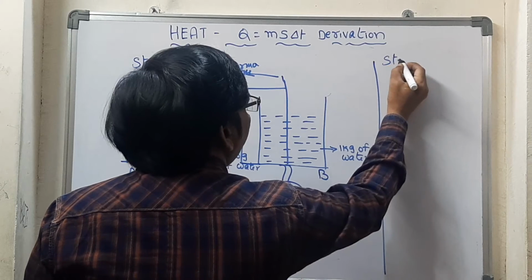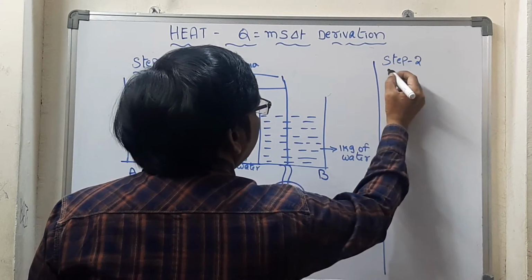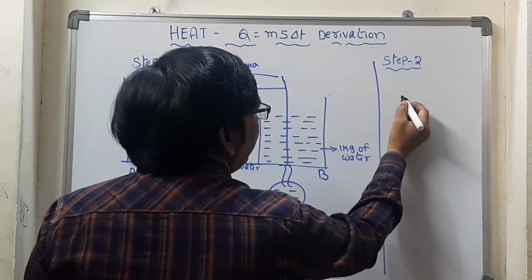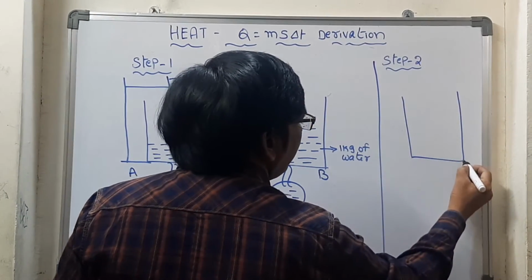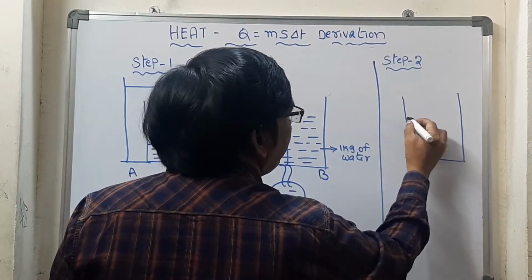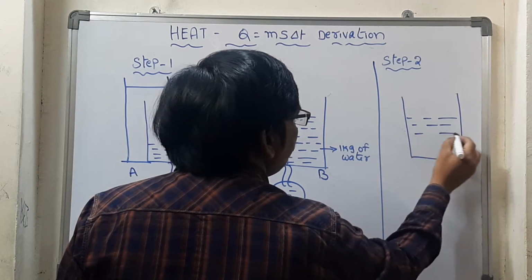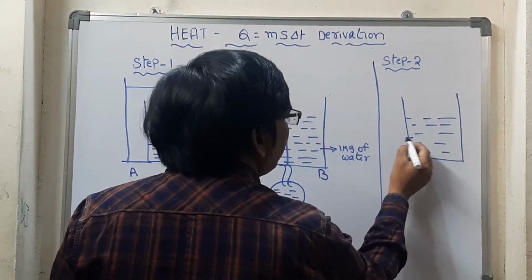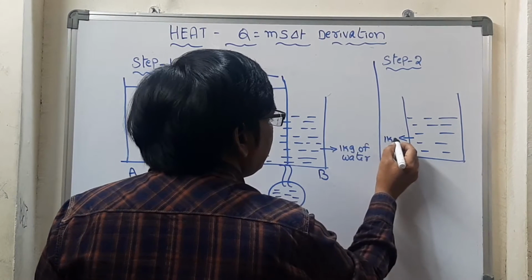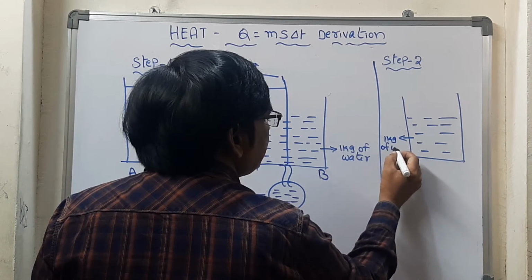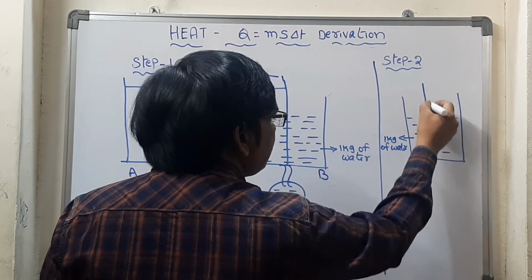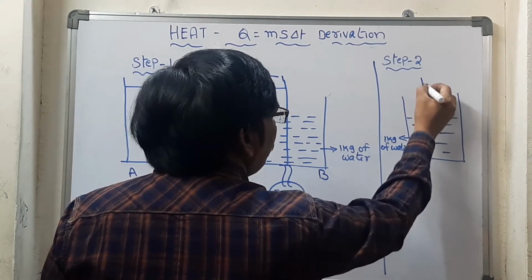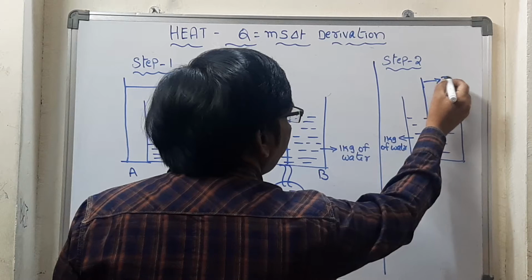In step 2, what can we do? First of all, take any one beaker. In this beaker take water. Let us assume that it is 1 kg of water. We will take 1 kg of water, and inside we will also place one thermometer. What do we call this? It is a thermometer.